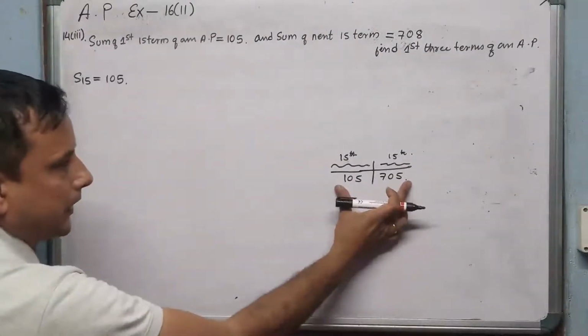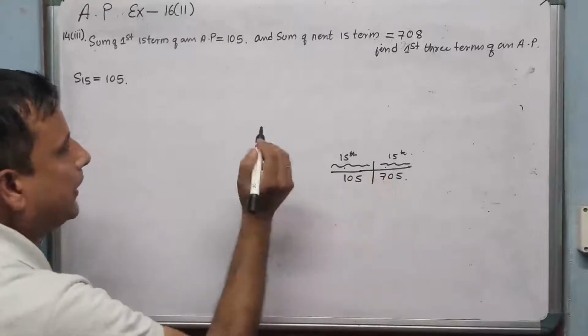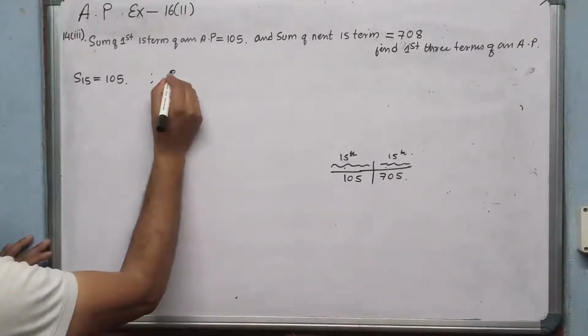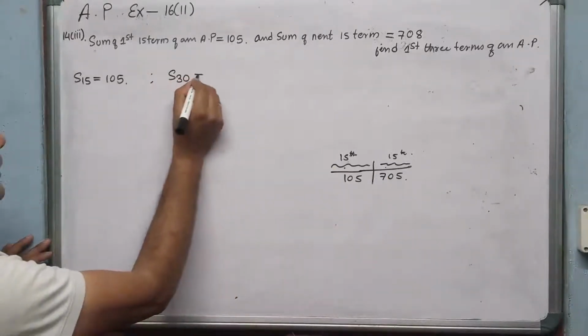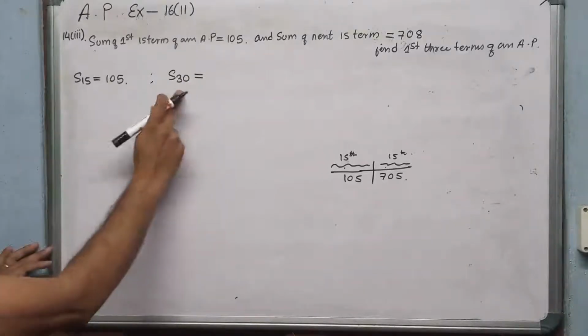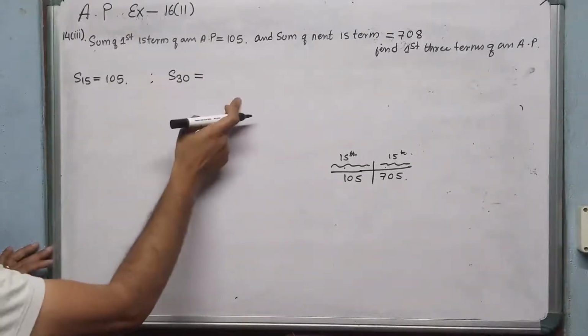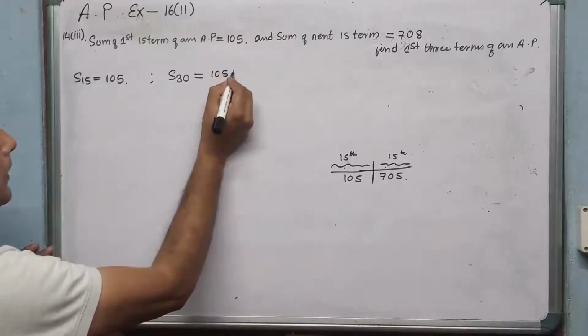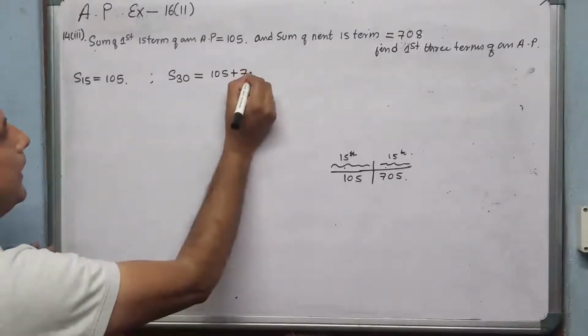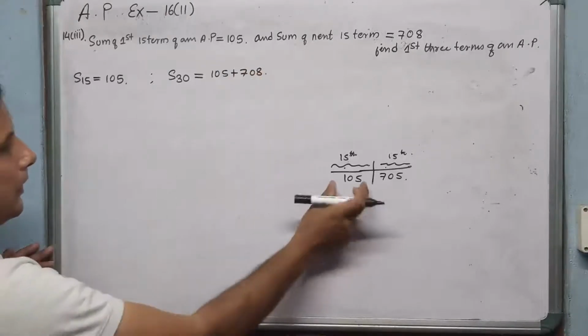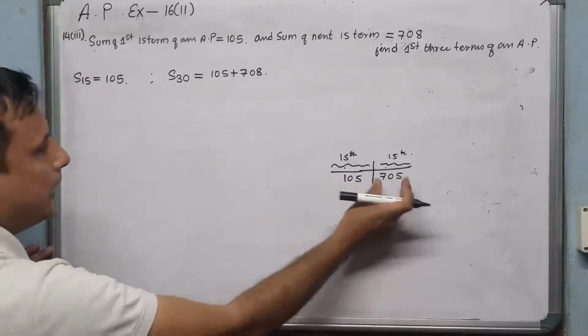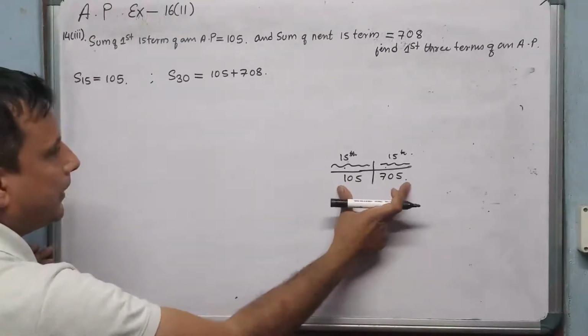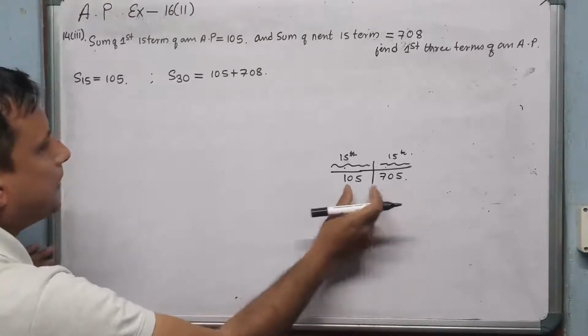Altogether, how many terms are there? 15 plus 15, 30. So I'll write this quantity. The sum of the 30 terms is equal to the first 15 plus the next 15. The sum of the first 15 is 105, plus the sum of the next 15 is 708. Altogether there are 30 terms, and 30 terms means the sum of these two.